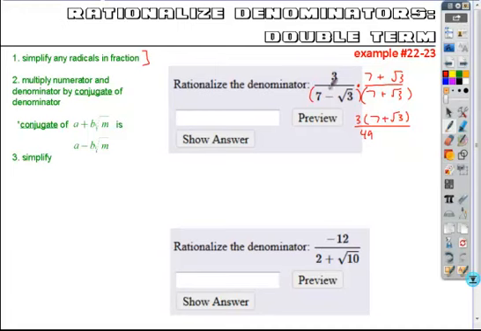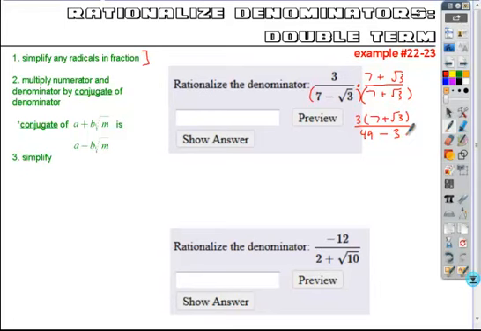Your outer and inner products, you have a 7 root 3 and a minus 7 root 3. They're always going to be exact opposites, and they'll cancel out. So it's just going to be the first term squared minus the second term squared. So what is root 3 squared? Root 3 times root 3 is just 3.